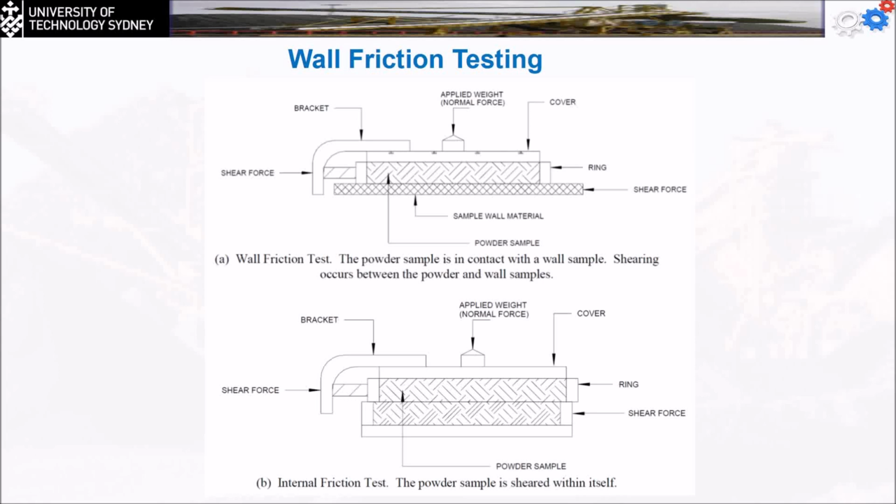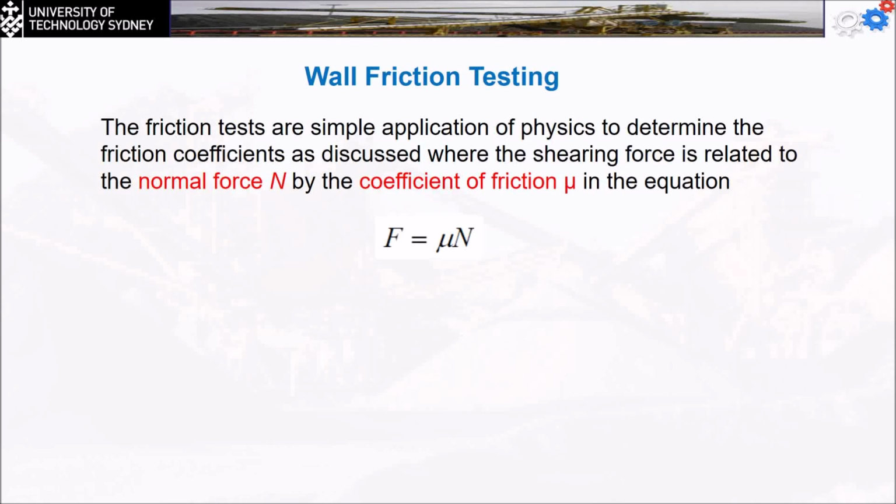Now, from the wall friction testing, this will be the equation you are going to use to find the value of the mu. The F, the force you are going to apply, and the N. So N is the normal force you are going to put, and the F is the force you are going to use to move the cover lid. If you divide the F by the N, you will get the mu.